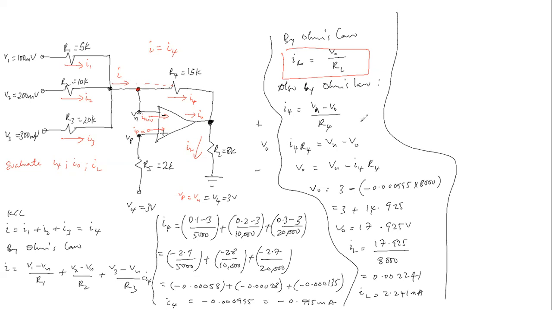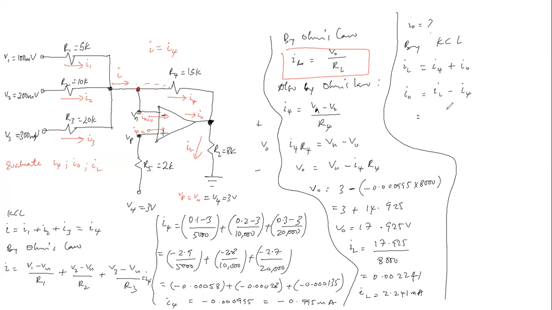And then to evaluate I sub naught, which is the output current. Now by KCL, the current flowing into this node is the same as the current flowing out. So I sub L flowing out is the same as the current flowing in, I sub 4 plus I sub naught. Then I sub naught will be the same as I sub L minus I sub 4.